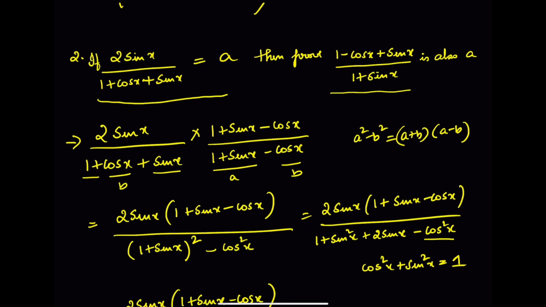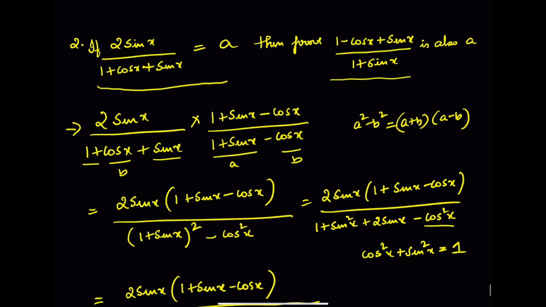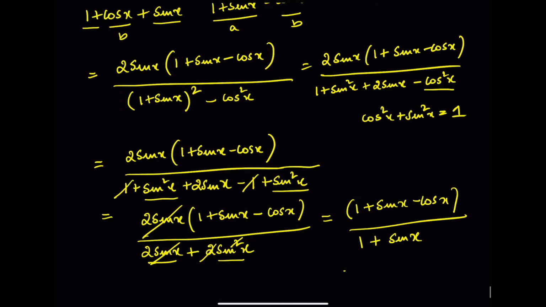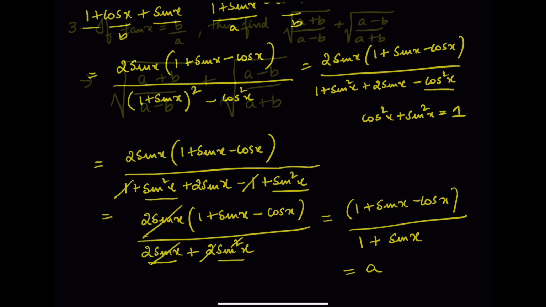Yep. So basically what we did is we changed the given equation 2 sine x by 1 plus cos x plus sine x to this part. So that means both are equal to a. So this is how you can prove that both the equations given in the question are a, because they are equal to each other.